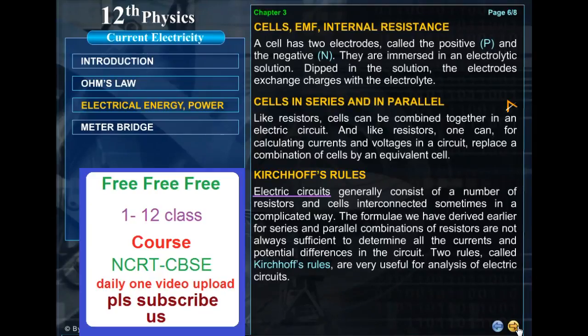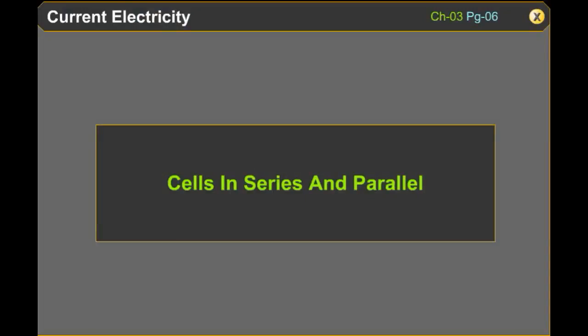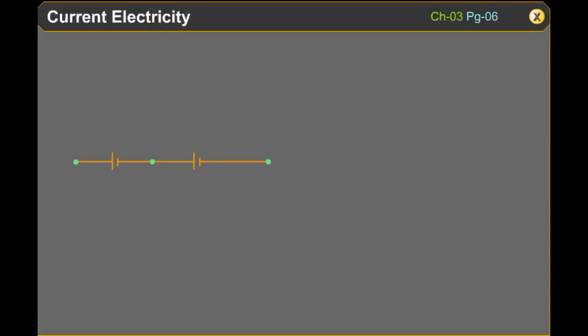Cells in series and in parallel. Consider the first two cells in series, where one terminal of the two cells is joined together, leaving the other terminal of either cell free. E1 and E2 are the EMFs of the two cells and R1, R2 their internal resistances. Two cells of EMFs E1 and E2 in series; R1, R2 are their internal resistances.